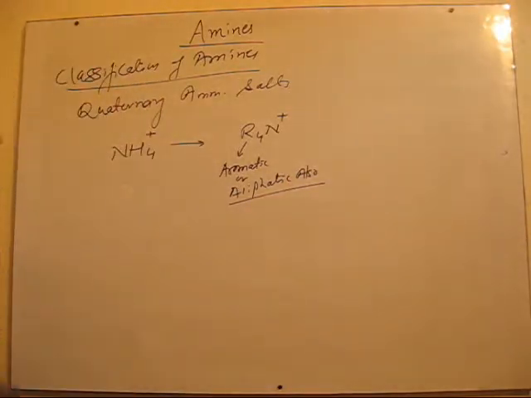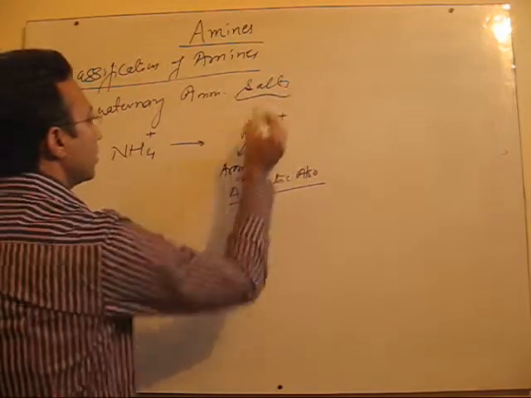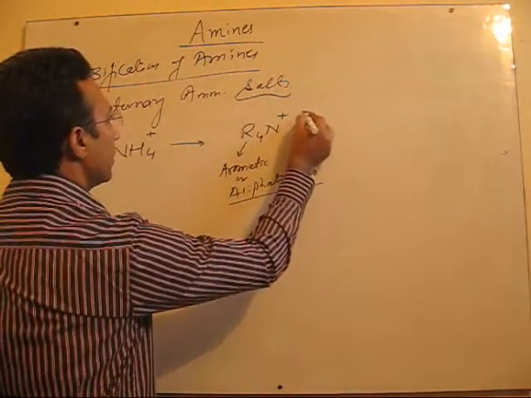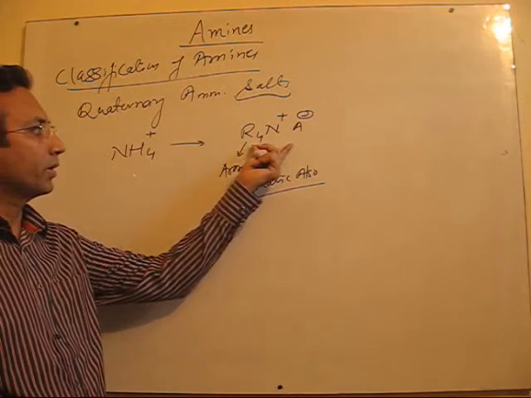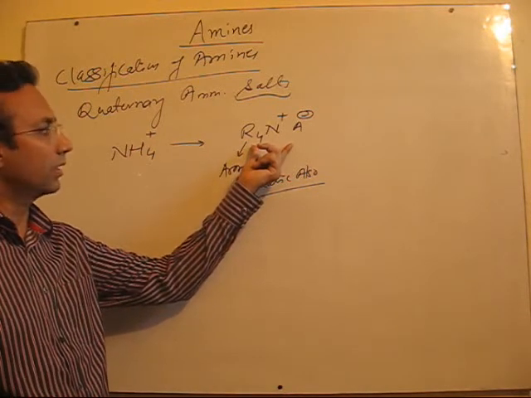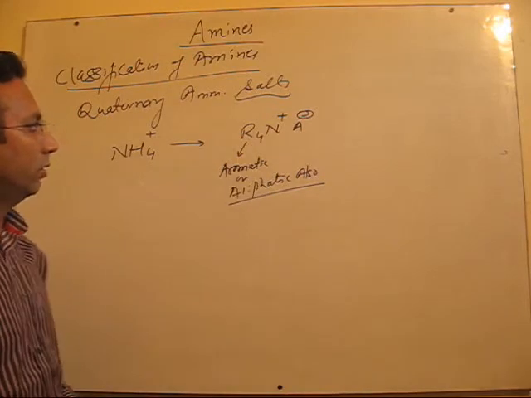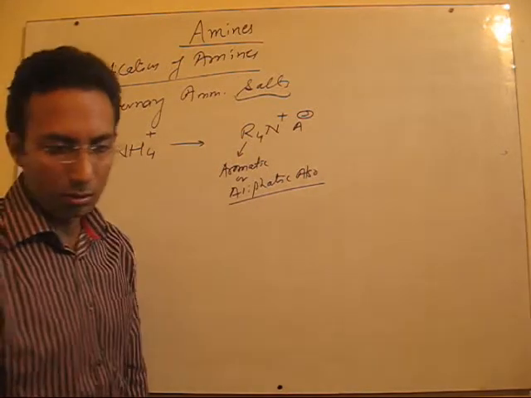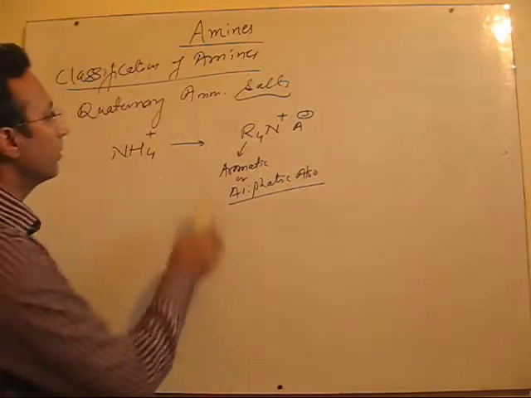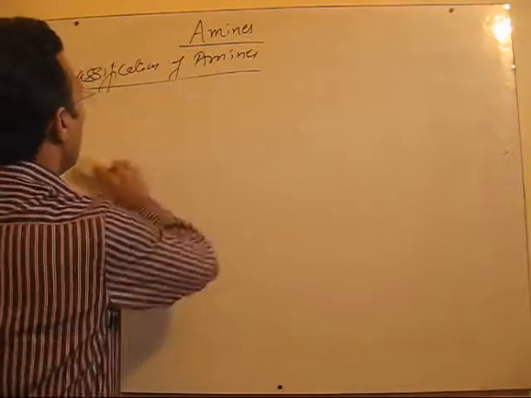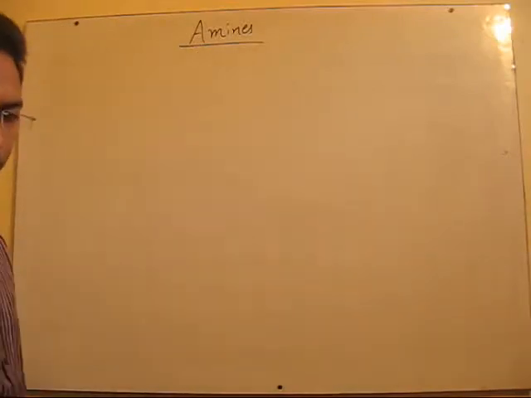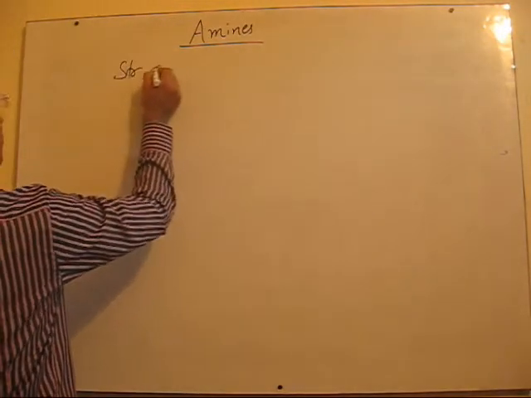Fine. So they are basically salts. That means some anion will definitely be here. So this is also one class. Here there will be no lone pair on the nitrogen atom. Fine. We have positive charge on nitrogen. Now let's discuss further the structure of amines.